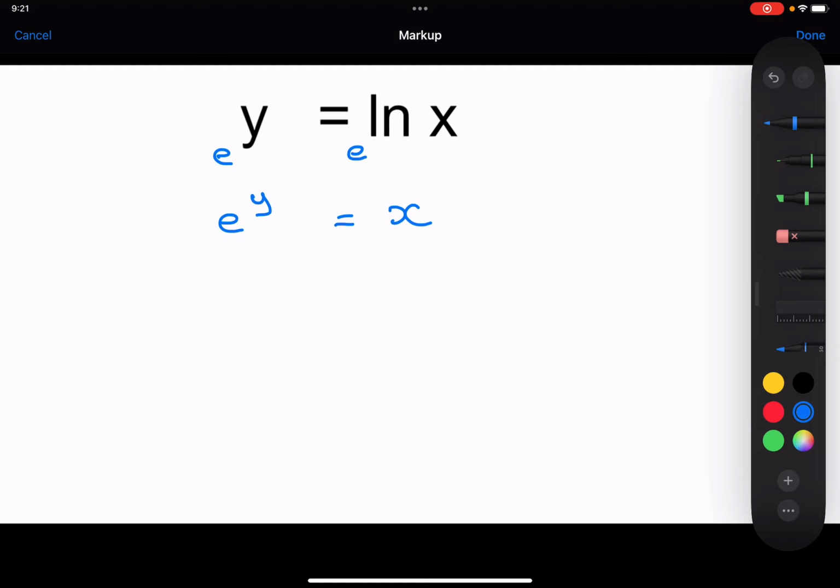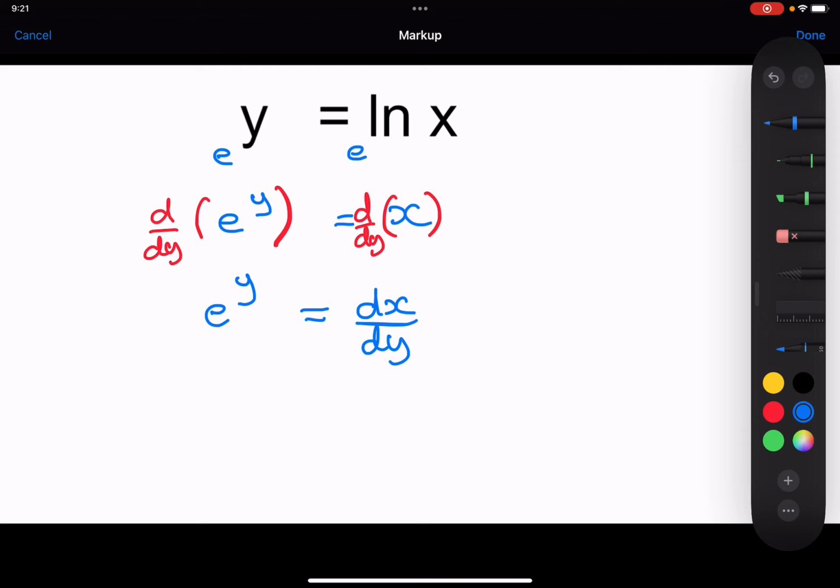So now I've removed the logarithm, I can differentiate both sides with respect to y, because I know that e to the power y is going to differentiate to be e to the power y. It doesn't change at all. So on the left-hand side, e to the power y differentiates to be e to the power y, and on the right-hand side, I'm going to have dx by dy.